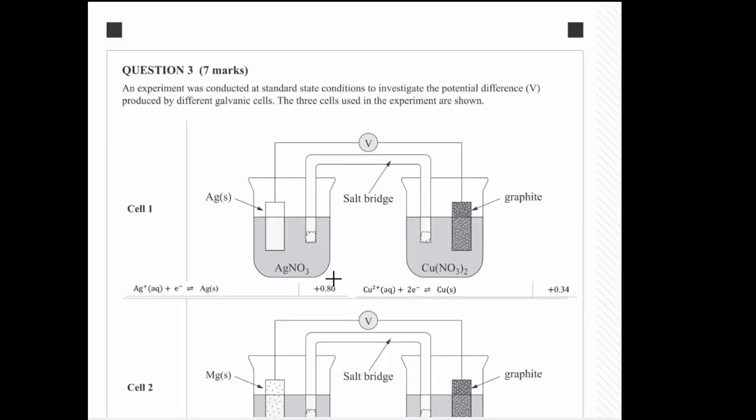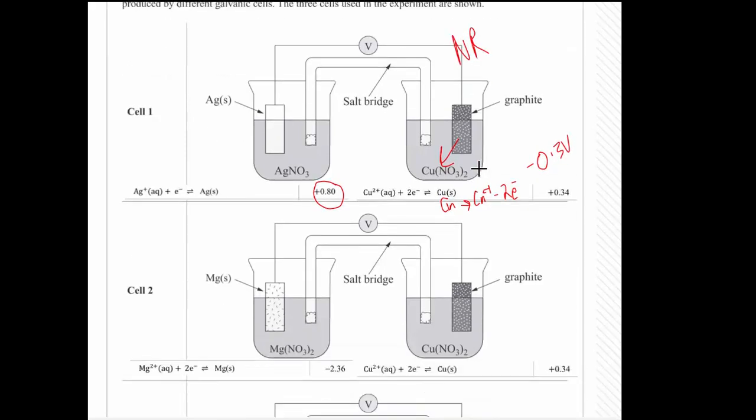Okay, so just looking at this here, this is the most positive, and this is less positive. So this one's going to be the copper going to Cu2+ plus 2 electrons. But the problem is there is no copper to come off, and so that will be no reaction. So that one won't work.